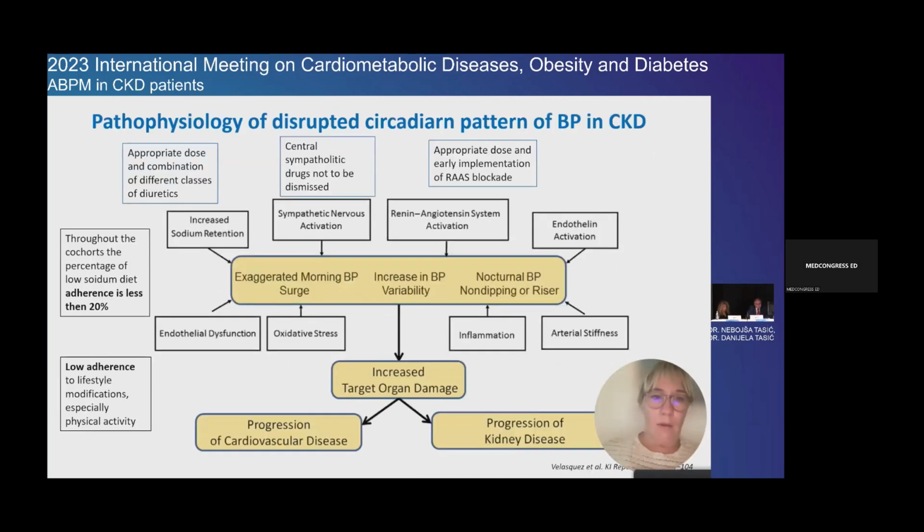A little is to be said about the pathophysiology of resistant hypertension in CKD patients. Activation of the renin-angiotensin system in early stages of CKD can be overcome with appropriate dose and early implementation of blockade. Sympathetic nervous activation, also prevalent from very early stages of CKD, must be treated with appropriate pharmacologic drugs, and they should not be dismissed in CKD. They can be applied in advanced stages of CKD. Increased sodium retention and low adherence to a low salt diet can be overcome with appropriate dose and combination of different diuretics.